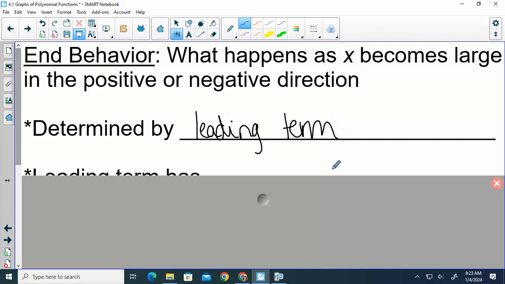So that leading term in a polynomial, the term with the highest degree, is what's going to determine which way your ends are pointing, if they're both going up or both going down. All the other terms are just going to impact what's happening in the middle of your graph.